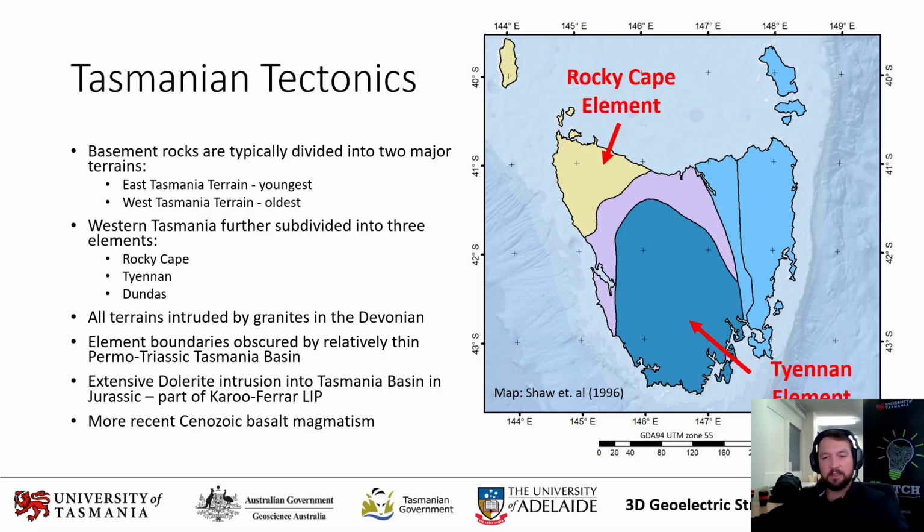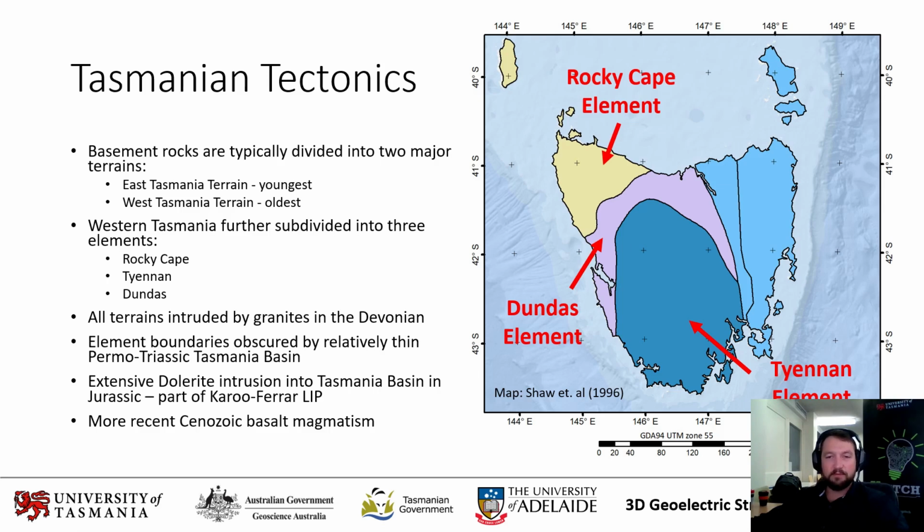The Tyennan element is a Meso to Neoproterozoic package of deformed quartzites, and wedged in between the two is the Dundas element. All three elements, and the West Tasmania terrain in general, record a Cambrian arc-continent collision that profoundly affected the nature of this terrain.